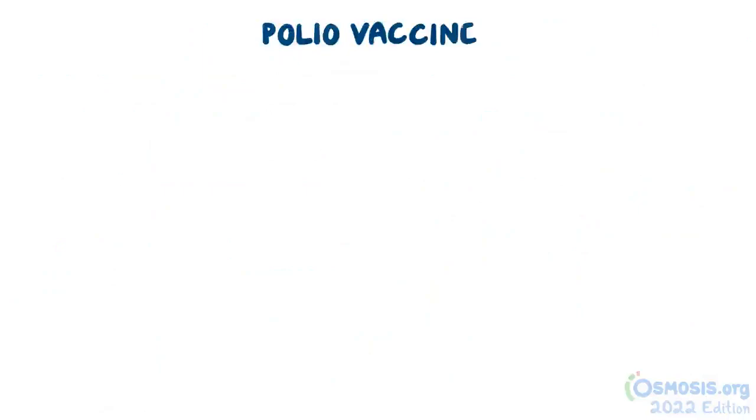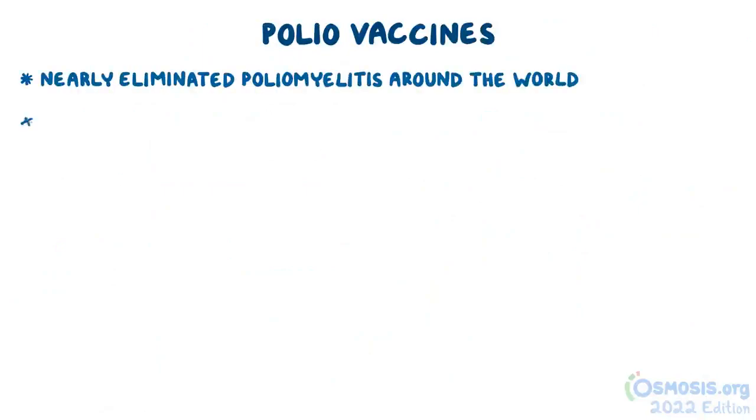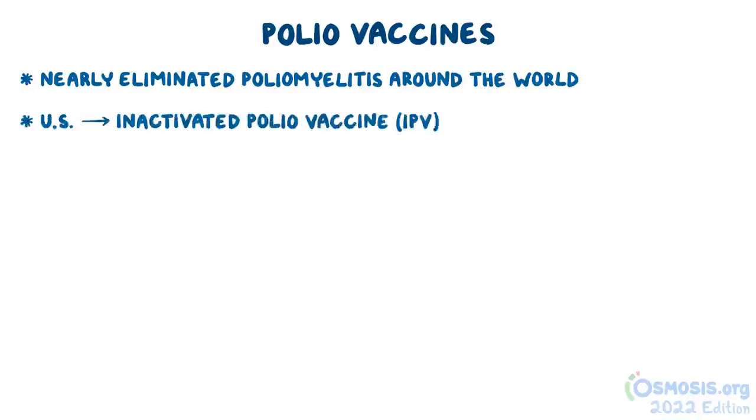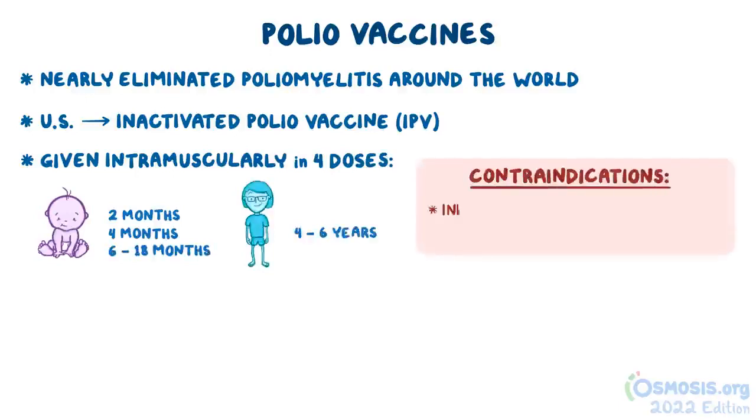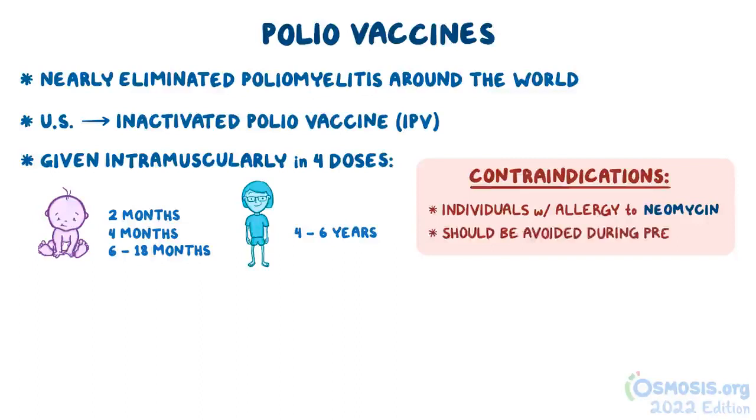Next are the polio vaccines, which have nearly eliminated poliomyelitis around the world. In the US, the inactivated polio vaccine, or IPV for short, is used. It's given intramuscularly in 4 doses, at 2 months, 4 months, 6 to 18 months, and 4 to 6 years. It's contraindicated in individuals that have a severe allergy to the antibiotic neomycin, which is a vaccine ingredient. Although it's not a live vaccine, it should be avoided during pregnancy.